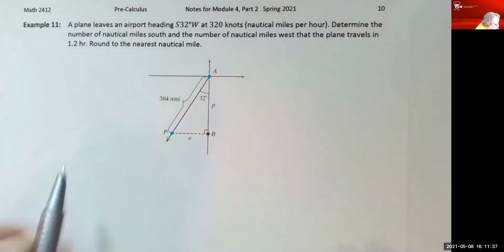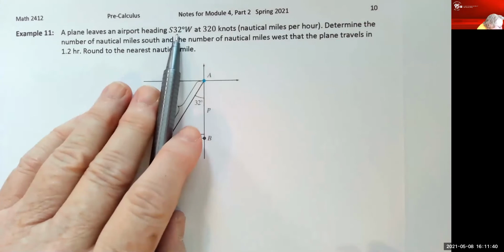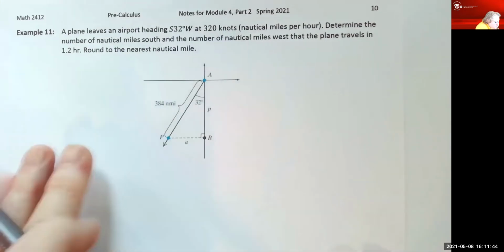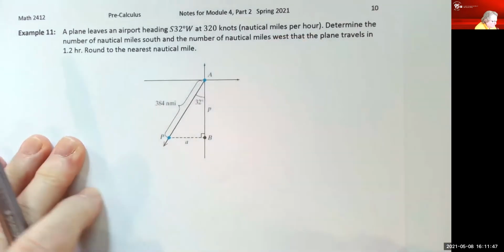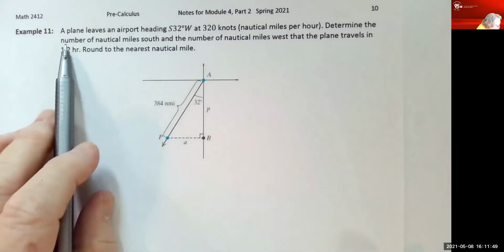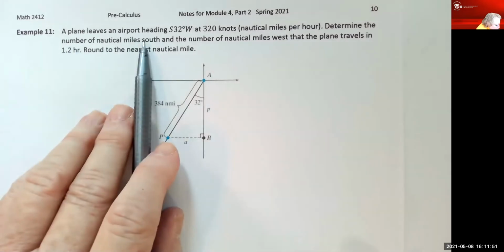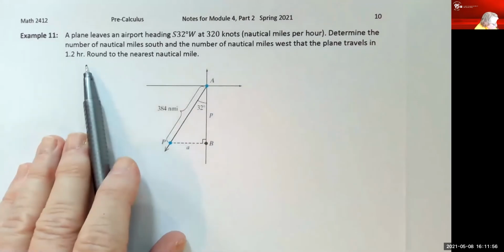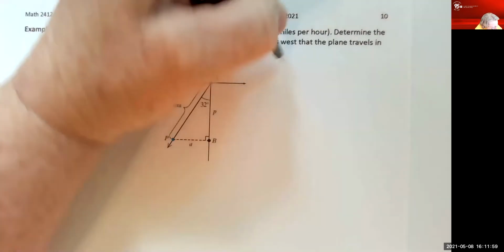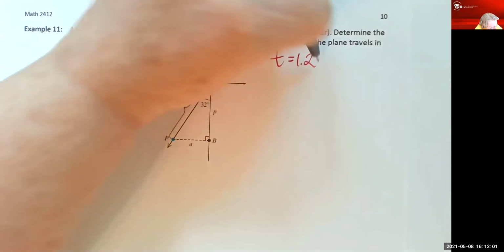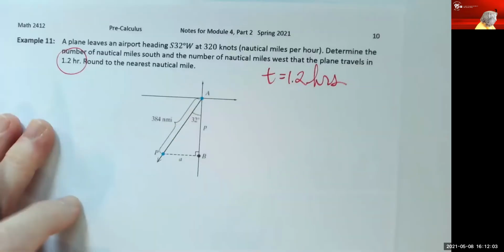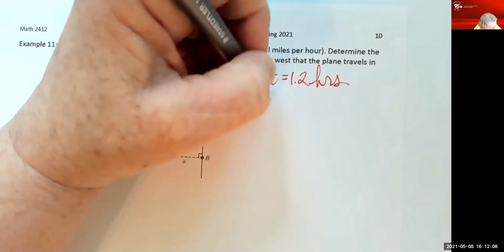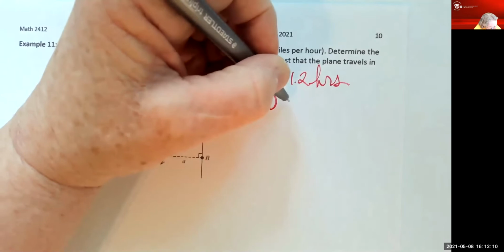A plane leaves an airport heading south 32 degrees west at 320 knots. That is nautical miles per hour. Determine the number of nautical miles south and the number of nautical miles west that the plane travels in 1.2 hours. So our time is 1.2 hours. The speed, I'm going to put velocity.